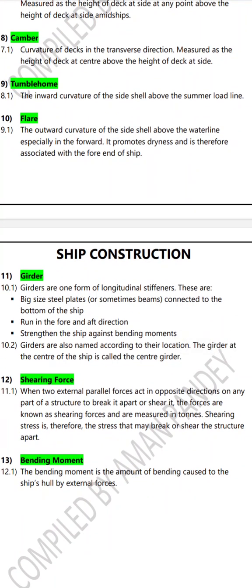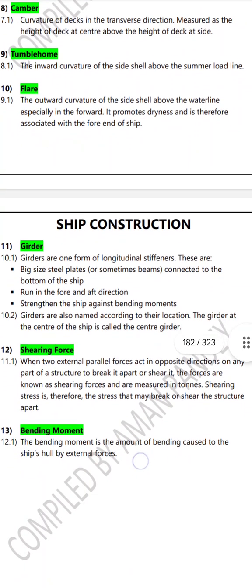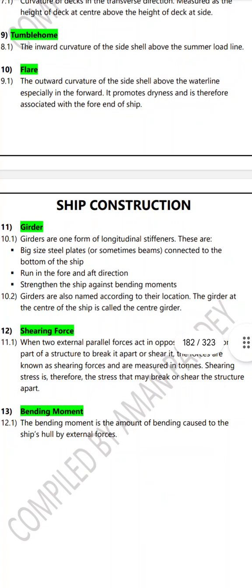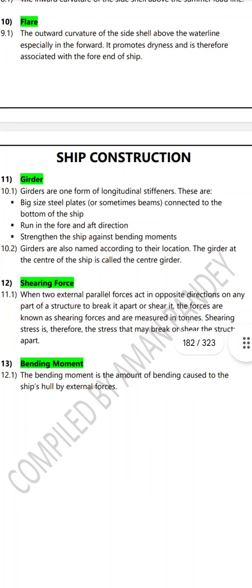Tumble home: the inward curvature of the side shell above the summer load line. Flare: the outward curvature of the side shell above the waterline, especially forward, which promotes dryness and is therefore associated with the fore end of the ship.